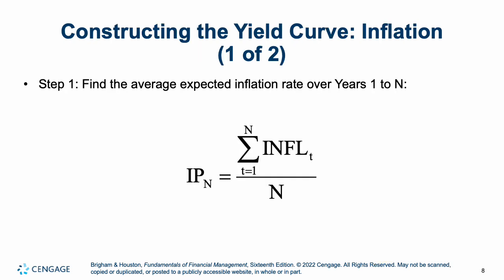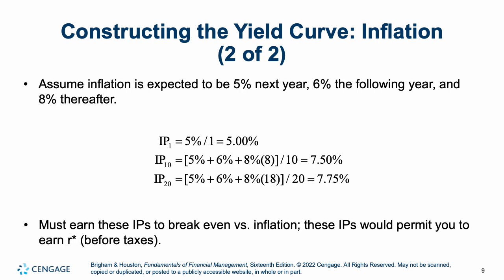So how do we construct the yield curve? First off, we find the average expected inflation rate over years 1 to n. So we would find the average expected inflation rate, and then we would calculate it in. So assume inflation is expected to be 5% next year, 6% the following, and then 8%. So our inflation premium for a 1-year security is just 5%.